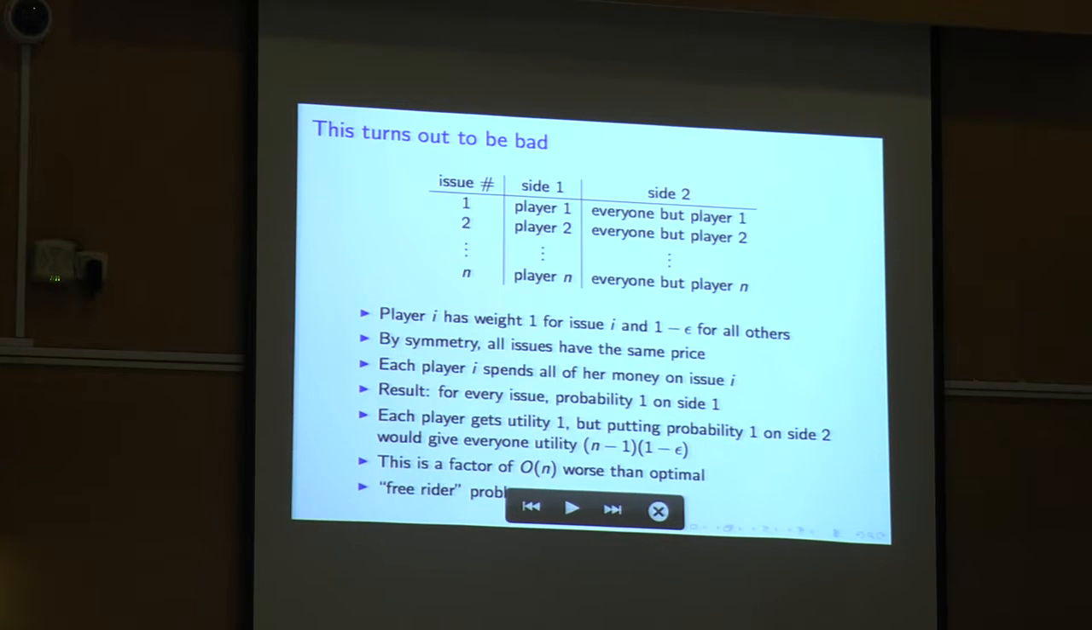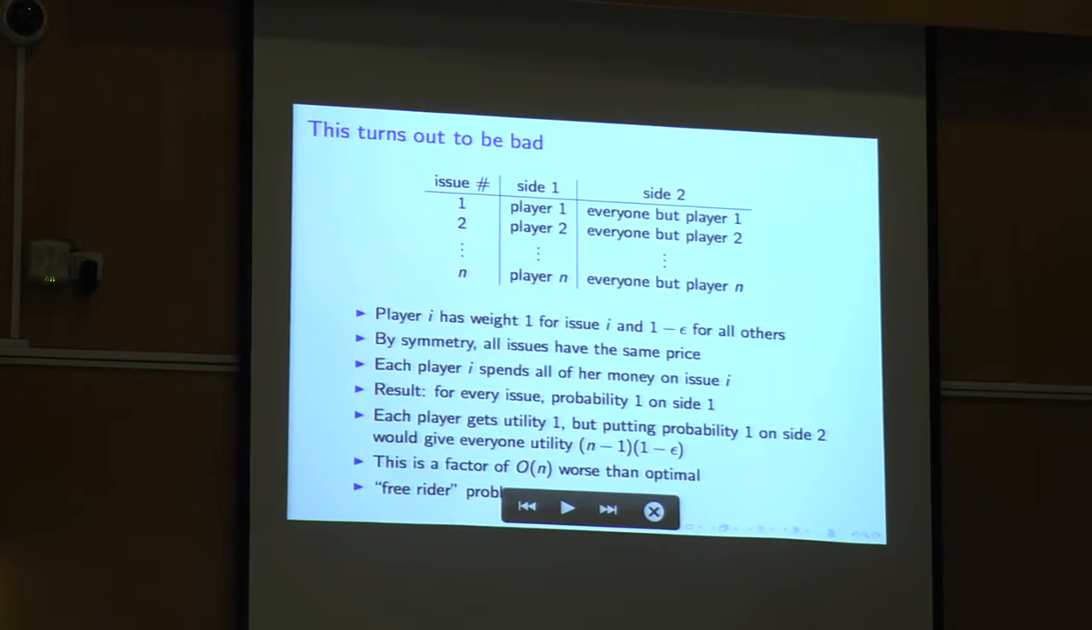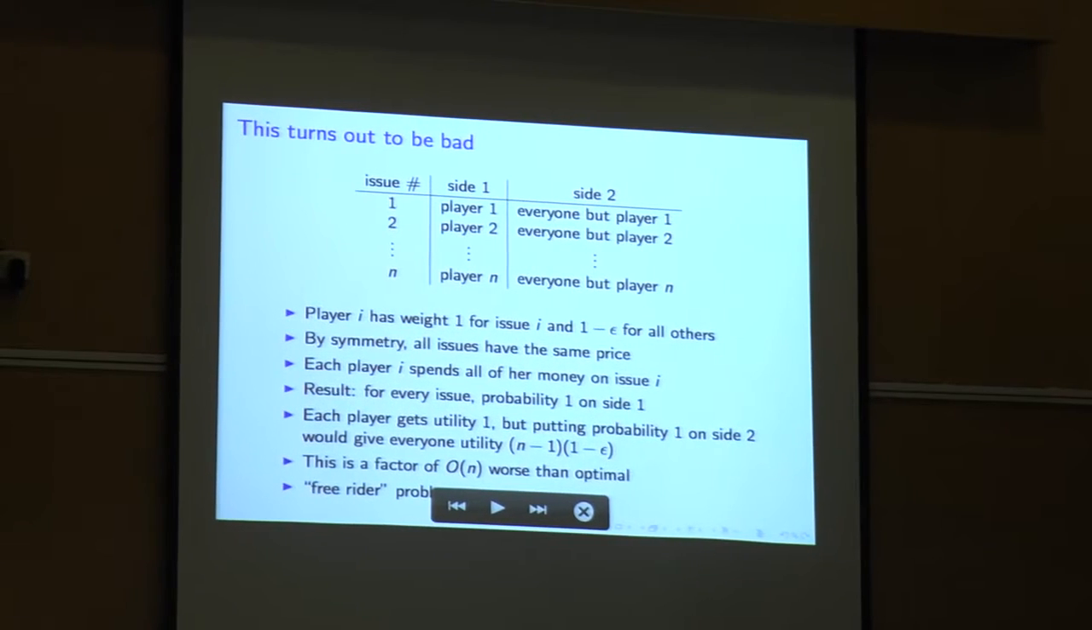In this simple example, this is my first attempt to take Fisher markets and apply them to public decisions. You have these issues, and let's assume that on each issue, one player is on the minority side, and everybody else is on the majority side. So on issue I, player I is in the minority, and everybody else is on the other side. And let's assume that player I has weight 1 for issue I.